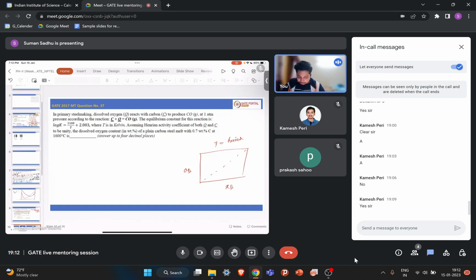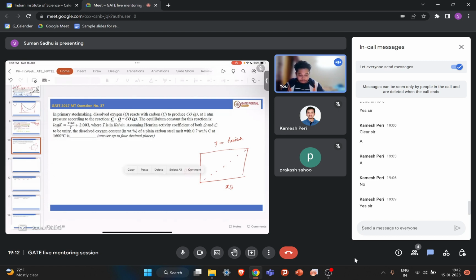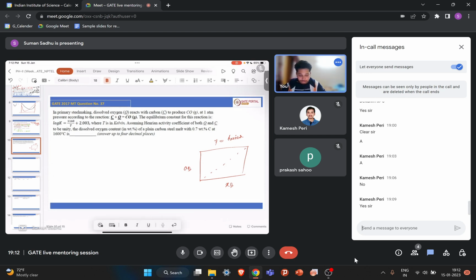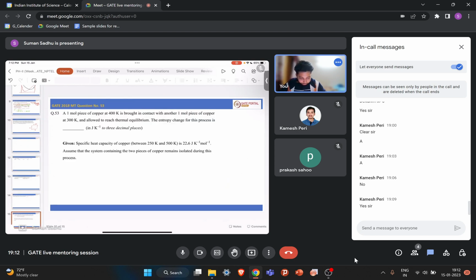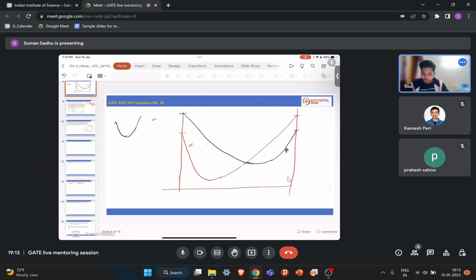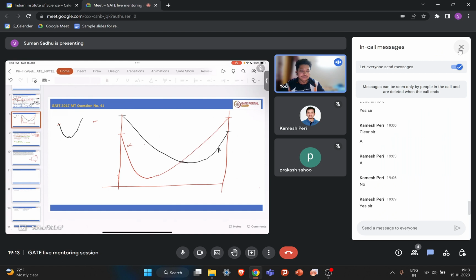So in the next session I will solve these few questions. One will be related to thermodynamics, where we have to calculate the dissolved oxygen concentration. This is GATE 2017, question number 37. And then there is one more thermodynamics question where we have to calculate the thermal entropy. That concept I will also cover in the next session, and then solve this set of questions. So today, if anyone has any doubt, just ask me and I'll explain. We are not covering any new topic today.